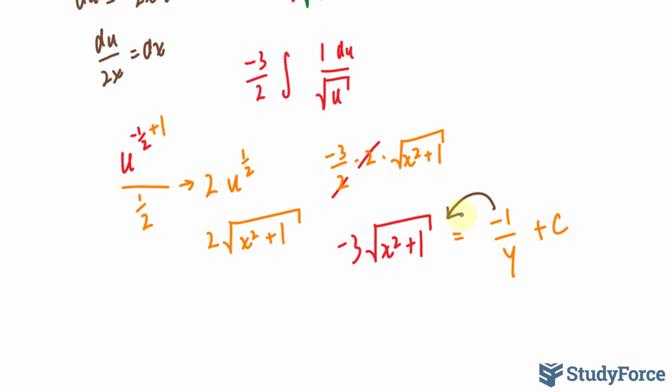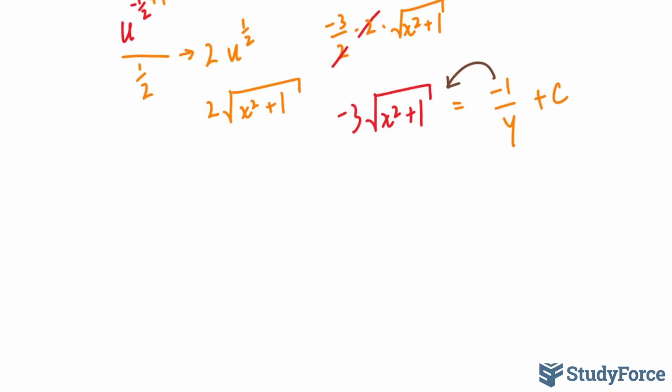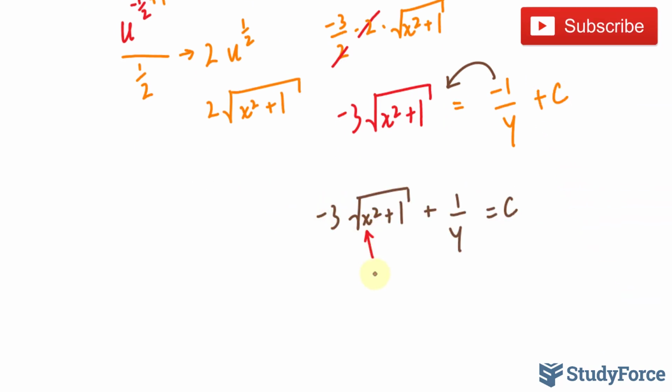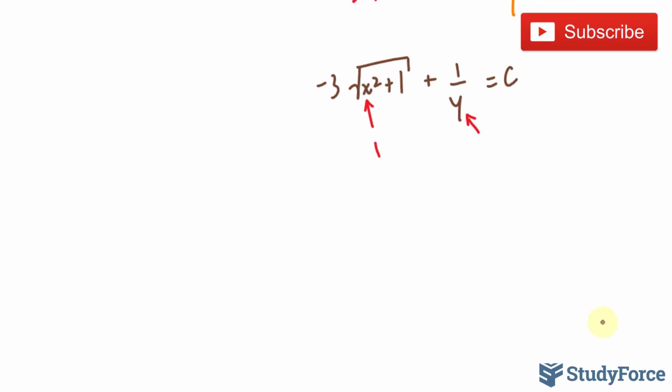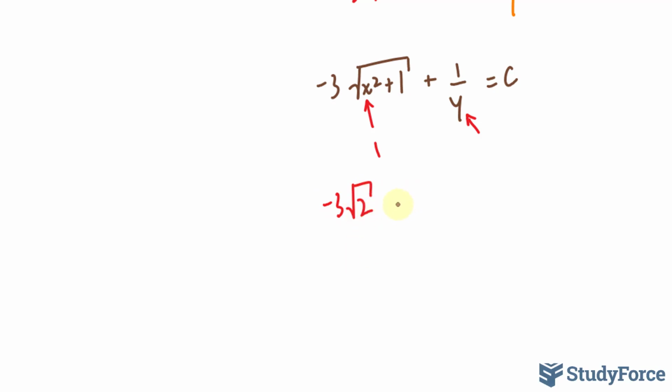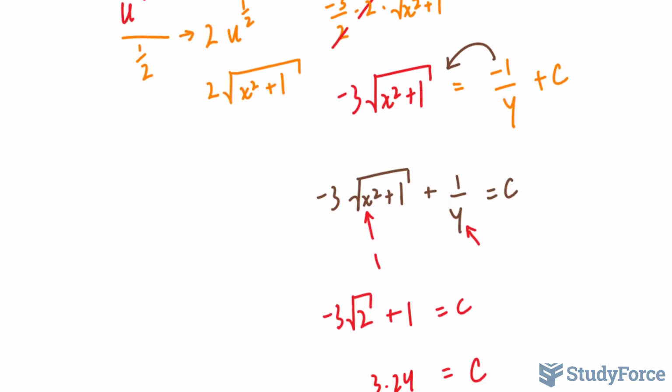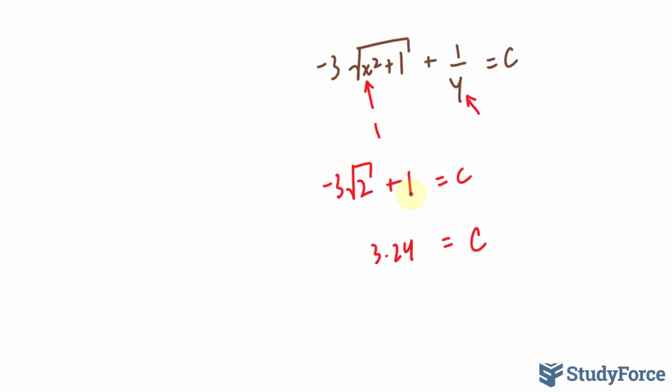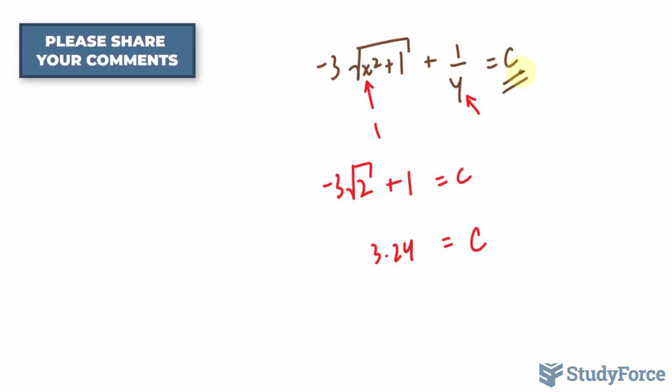We'll take this term over, and now we can evaluate this equation at y is equal to 1 and at x is equal to 1. Setting this equal to 1 and this equal to 1 gives us 1 plus 1 is 2. Negative 3 times the square root of 2 plus 1 is equal to c. And this is approximately equal to 3.24, which you can confirm with your calculator. So our solution when y is equal to 1 and x is equal to 1 is 3.24. And officially you should place this expression right here and you'll be done.